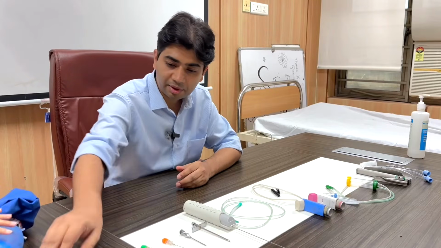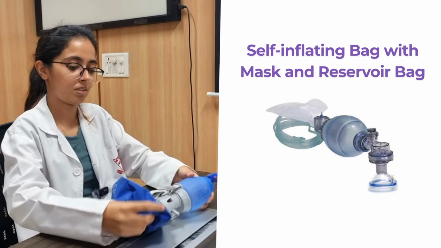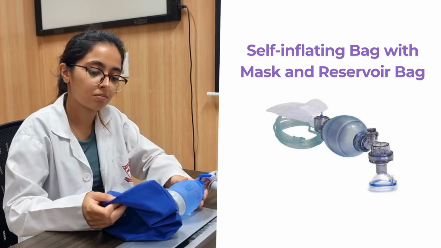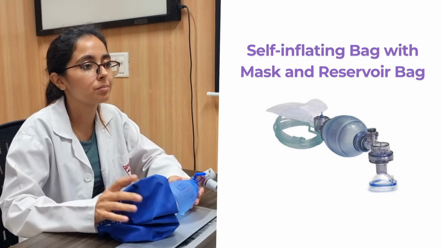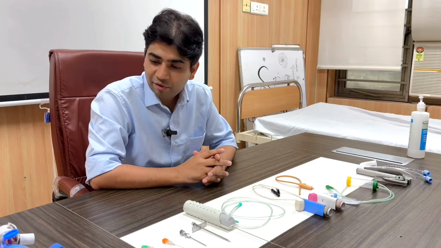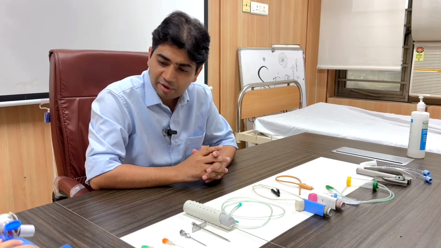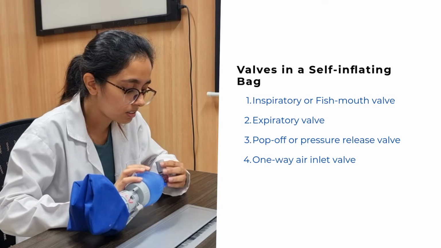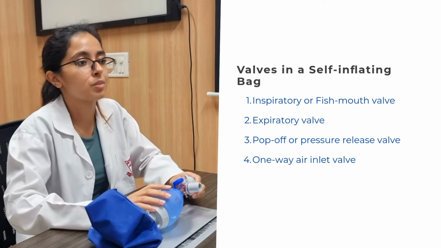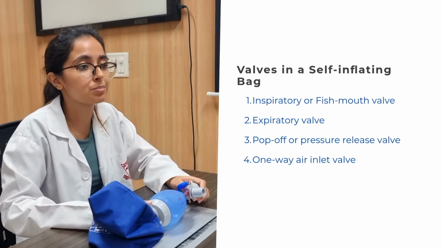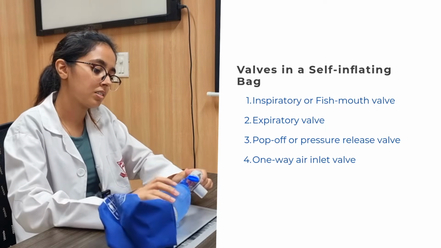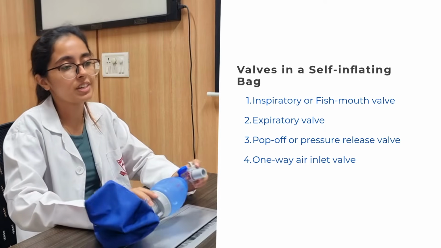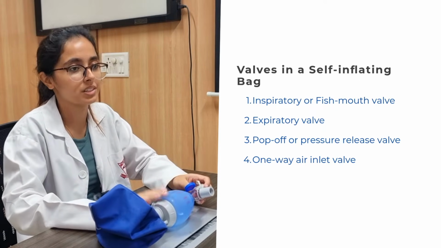Identify this equipment. So this is a self-inflating bag with a reservoir. Okay. Can you name what are the valves that are there in a self-inflating bag? Sir, there is an inspiratory or fish mouth valve. Then there is also an expiratory valve that's available. Other than that, there's a pop-off valve, and there's also a one-way inlet valve that's present.